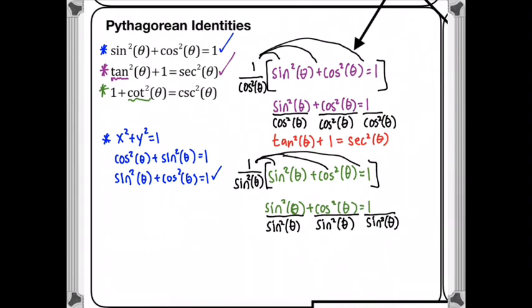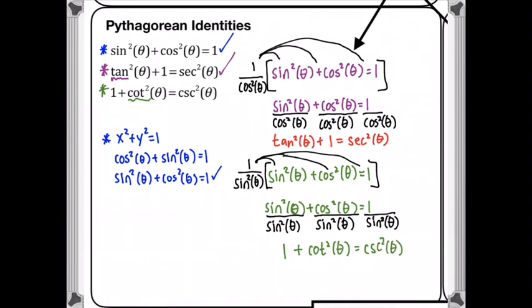So this is going to give us sine squared divided by sine squared, which is going to be 1, plus cosine over sine, which is going to give us cotangent squared theta, and then 1 over sine is going to give us cosecant squared theta.